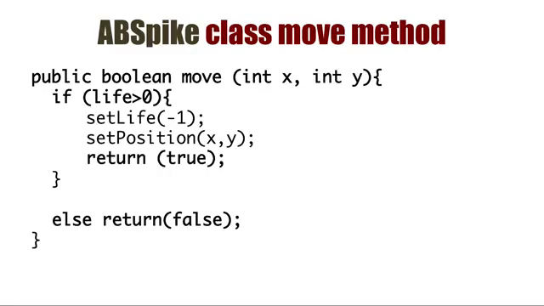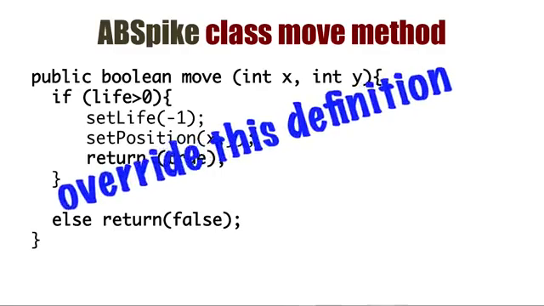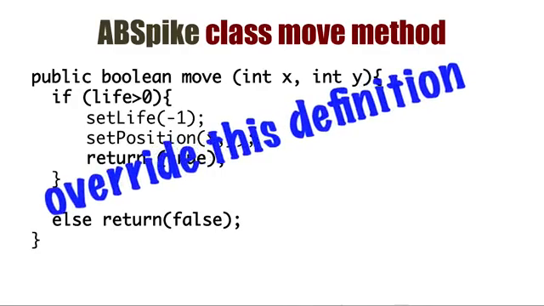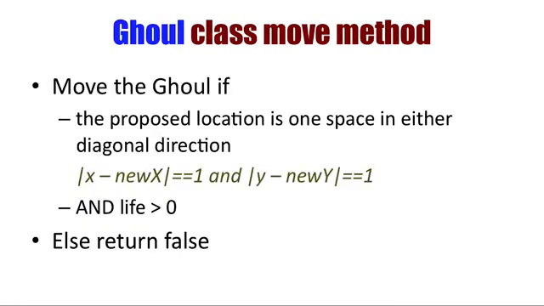The method implementation that Ghoul would inherit from the superclass AB Spike is not how a Ghoul will move. We override this method in the Ghoul class by writing an alternative implementation to be used by Ghoul objects. The Ghoul can move diagonally one space in any direction. Here is a slick way you can check that by comparing a Ghoul's current position to the proposed new position. We also have to make sure the life level is greater than 0 as well. But this is true for all characters in the game.